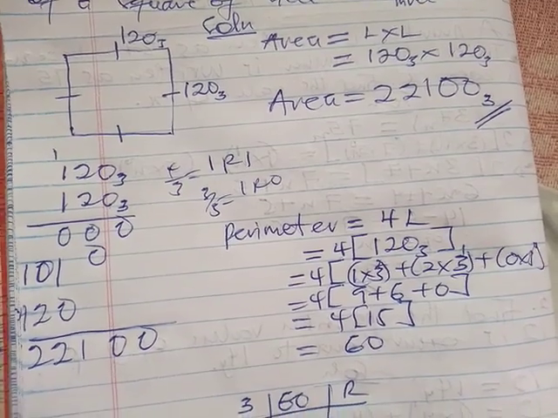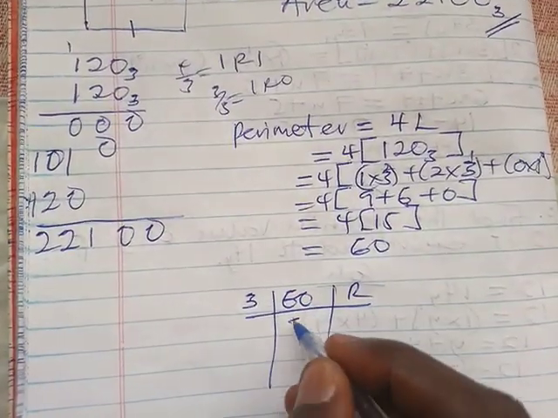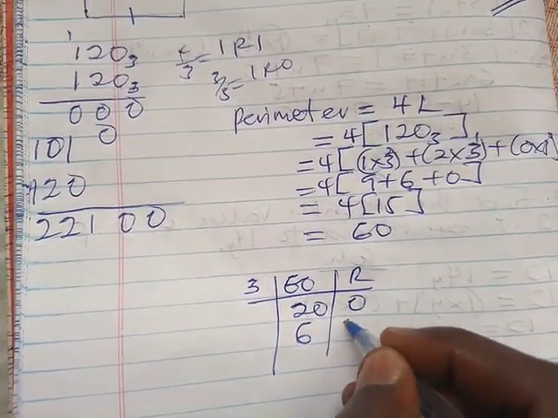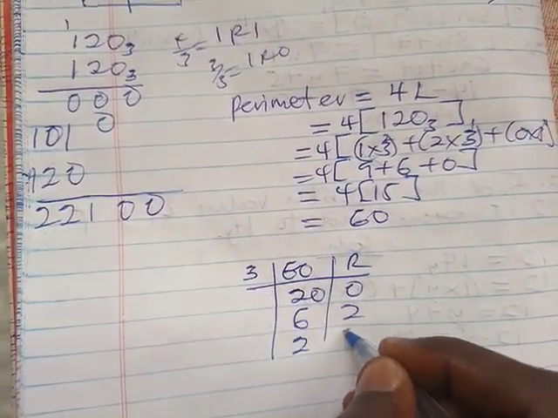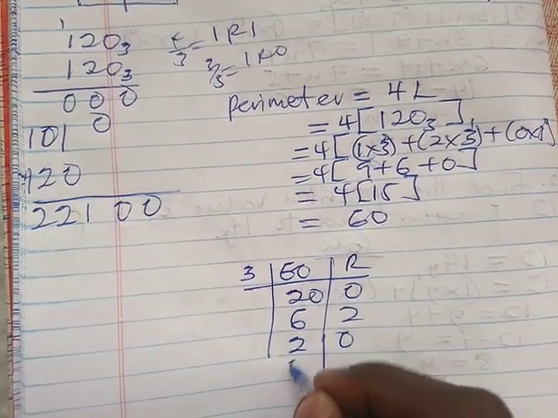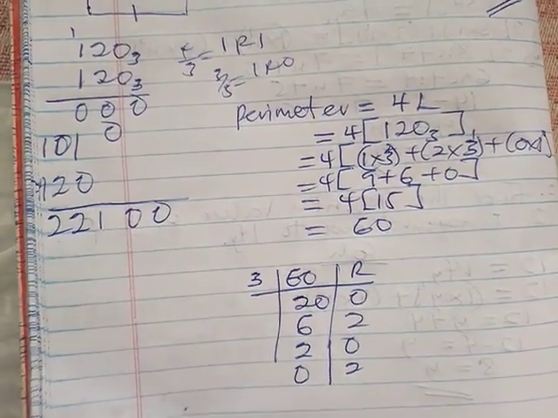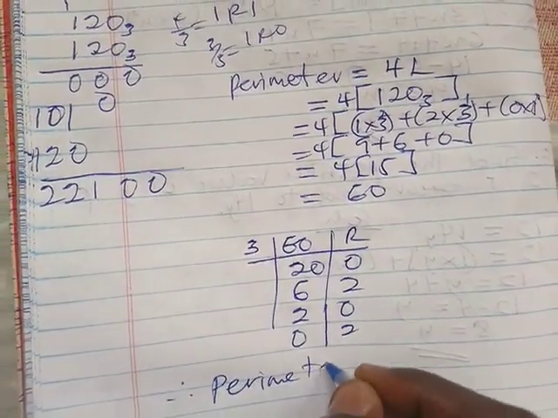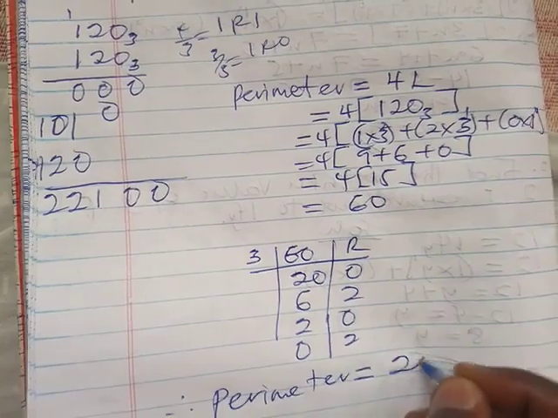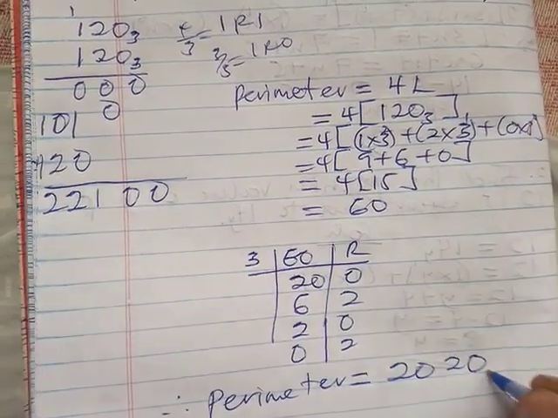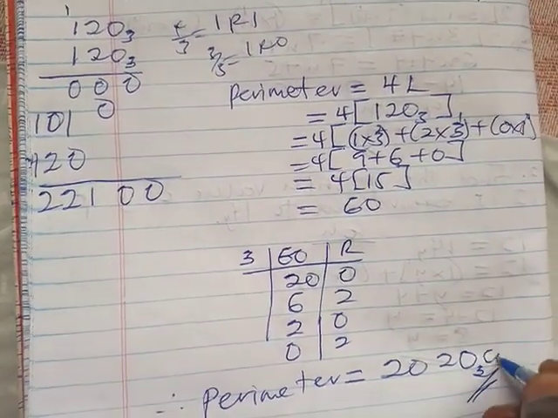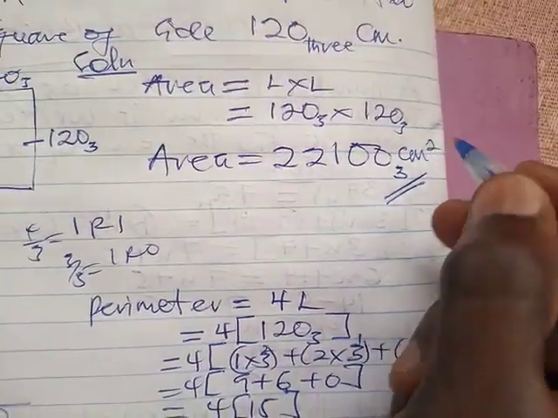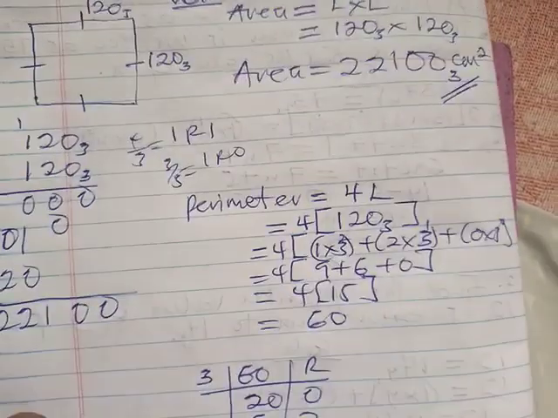3 goes here. We have 20. We have 20, remainder is 0. We have 6, remainder is 2. We have 2, remainder is 0. And 0, 2. So therefore, the perimeter is equal to 2020 base 3 centimeter, and the area is centimeter square. So that's how it works.